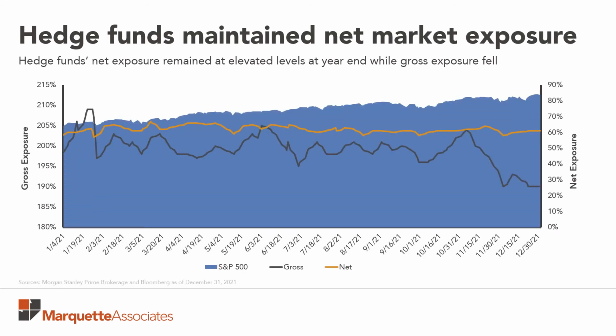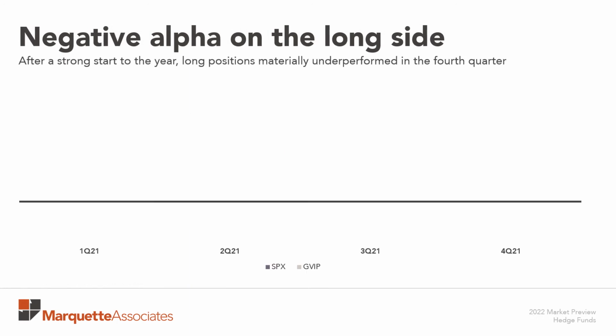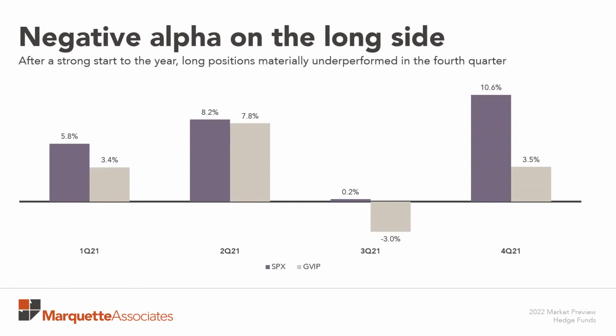The gold line there looks at net exposure, which you can see has been relatively steady throughout the course of 21 and was high relative to historical standards. Conversely, gross exposure came down materially towards the end of the year and is at the low end of historic ranges. Now, I mentioned earlier that long alpha was difficult to come by, and this chart nicely explains that in a little bit more detail.